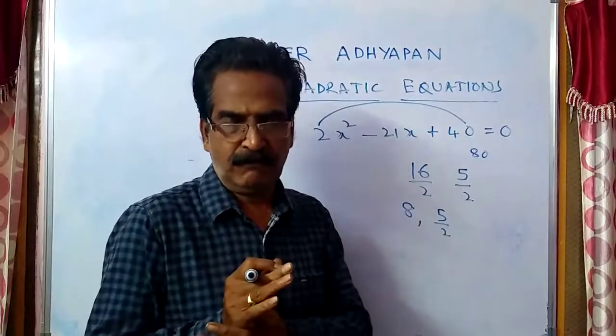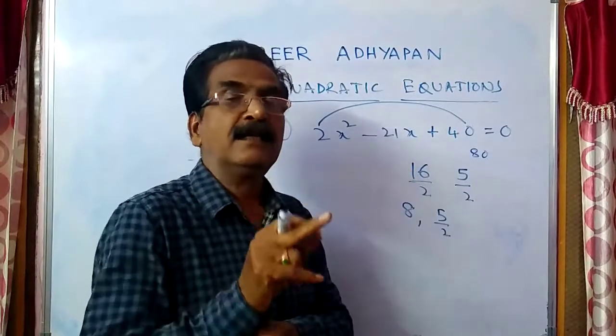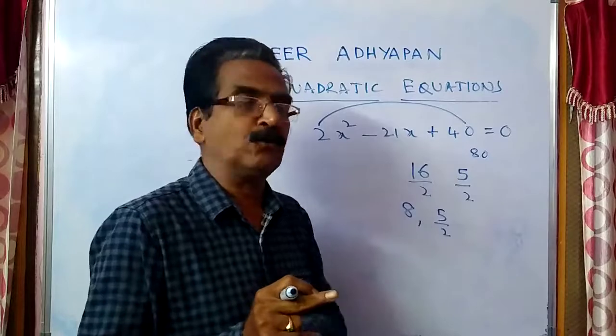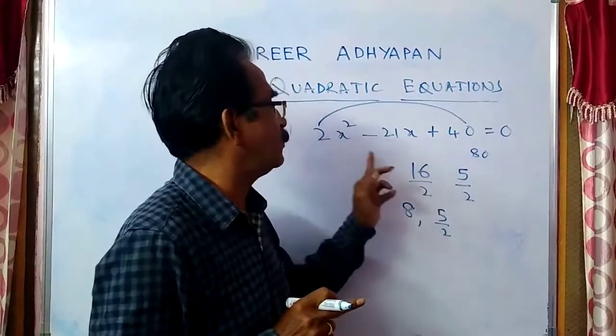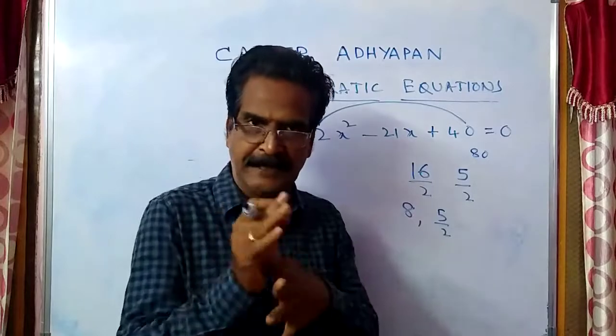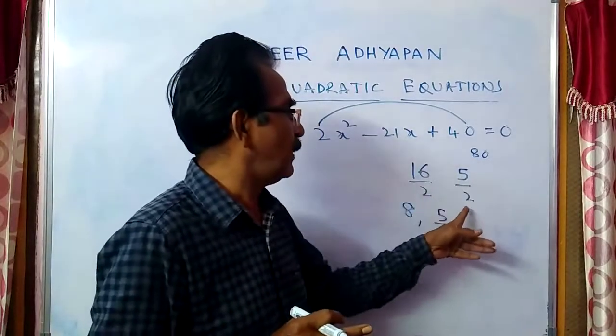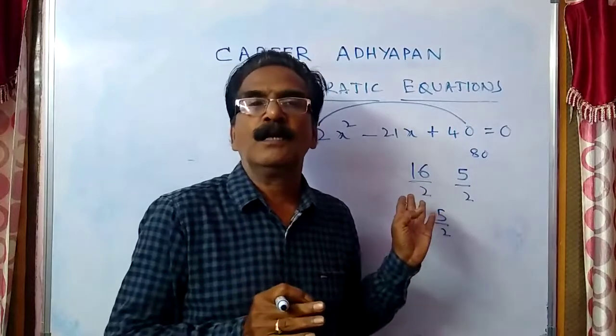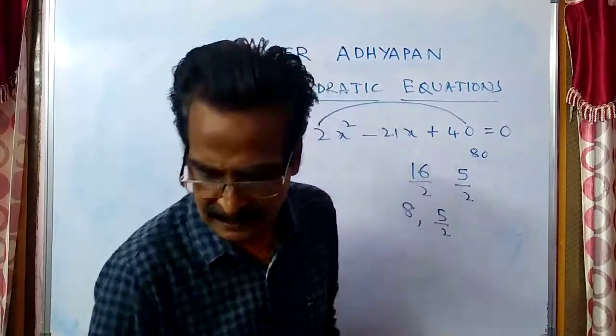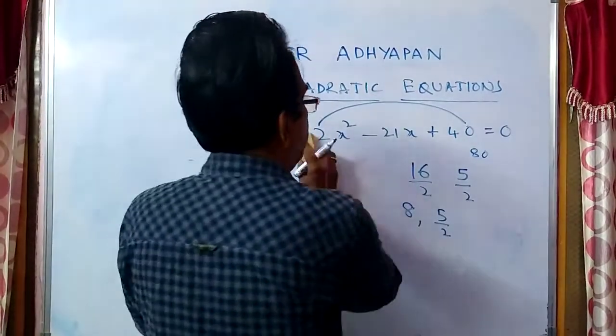16 and 5, fine. Then again what you have to do, you have to divide by 2. Both the roots must be divided by 2. 16 by 2, 5 by 2, 16 by 2 is 8. 8 comma 5 by 2 are the roots of this equation. Now let us consider one more example.